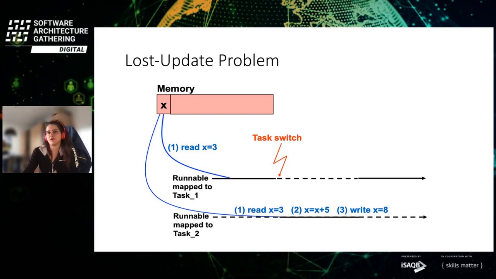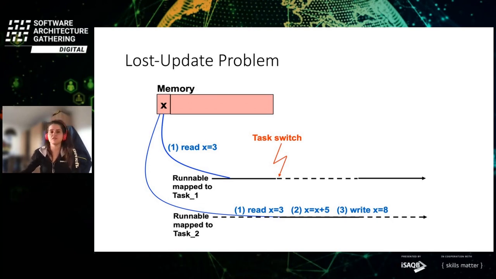But the memory cell hasn't been updated for the thread. So it still has, in this situation, in its local cache, the value 3. And afterwards it writes 8 back to the memory location. So it should be 13. So an update, an event basically, was lost in this situation.